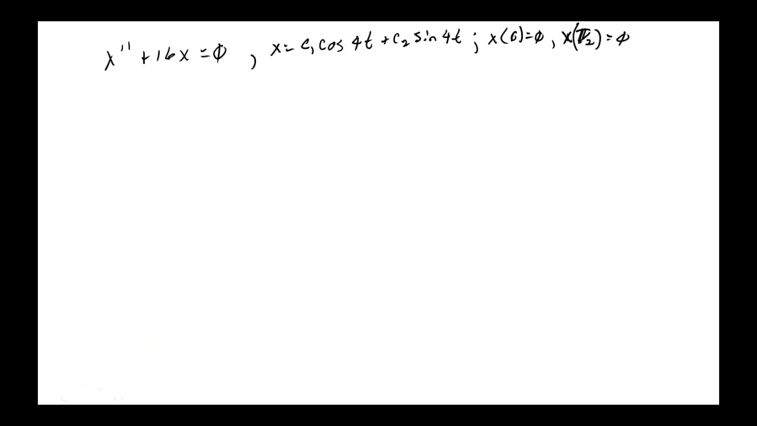Same differential equation, same solution, but this time we're going to go with x of 0 is equal to 0. That's the same, nothing changed there. And x of pi halves is equal to 1.